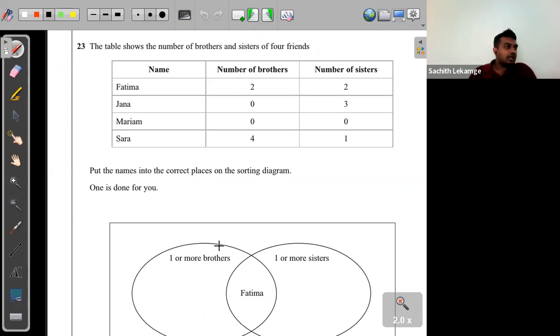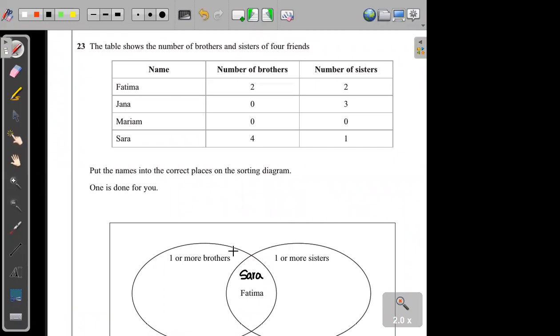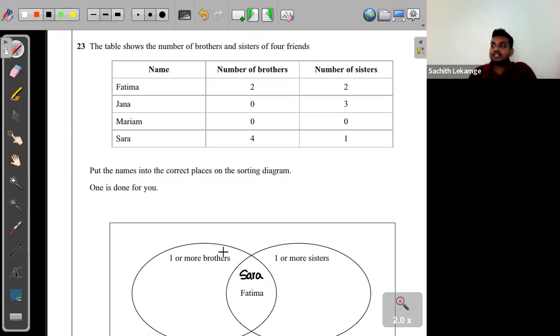Very good. Who said Sara? Can Sara come over here or not? Is Sara fulfilling these conditions or not? One or more brothers. She has 1 brother or more than that. Doesn't she have 1 sister? So can't you put her name over here? Yeah, we have the same thing. Then Jana, she has one or more. She has 3 sisters. So Jana comes over here. Mariam, right?